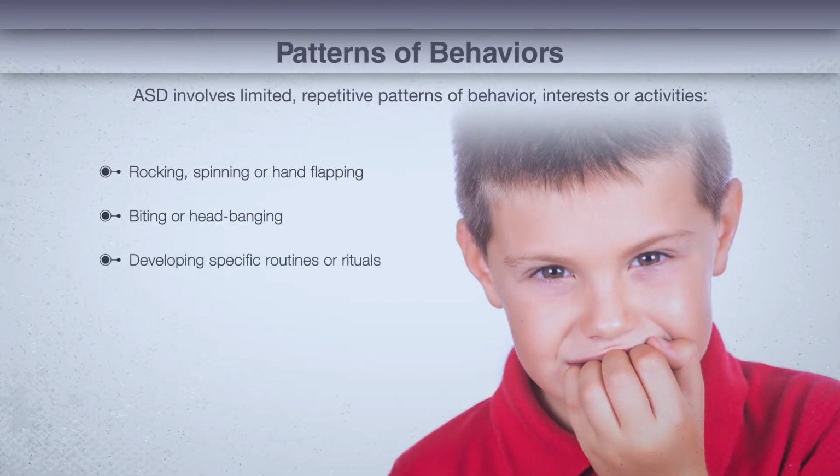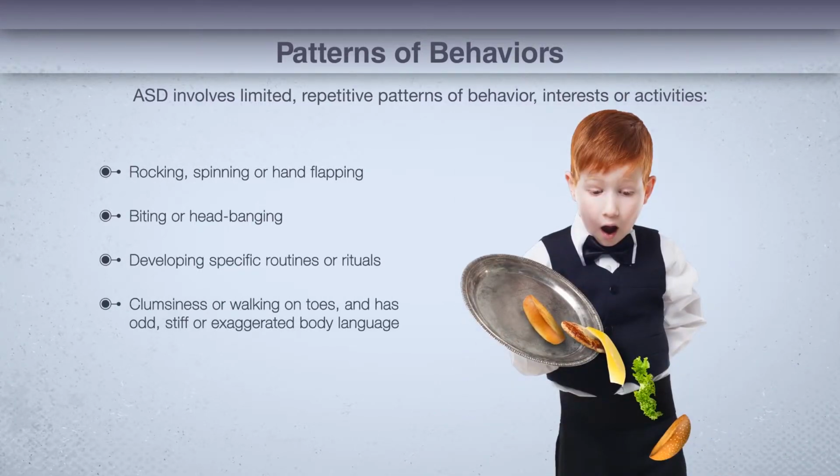Someone with autism spectrum disorder may show limited, repetitive patterns of behavior, interests, or activities. Signs of this can include performing repetitive movements such as rocking, spinning, or hand flapping, and acting out activities that could cause self-harm such as biting or headbanging. You may develop specific routines or rituals and become disturbed with the slightest change. You may have problems coordinating movements or moving in odd patterns. This involves clumsiness, walking on toes, and stiff or exaggerated body language. Fascination with details of an object, such as the spinning wheels of a toy car, but not understanding the overall purpose or function of the object is yet another aspect.